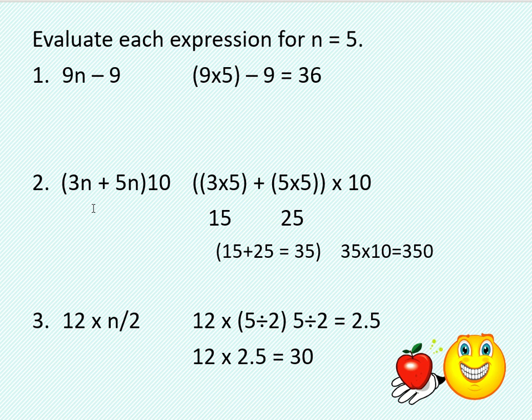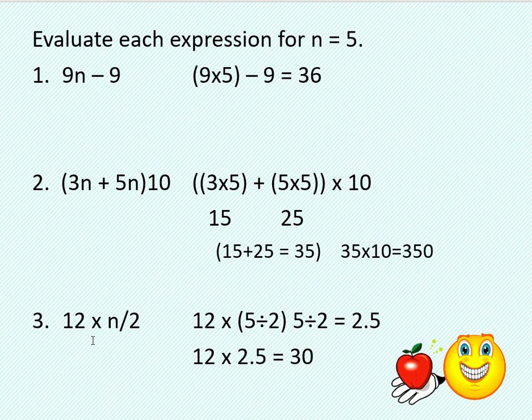Here you had to think of your order of operations. Within your parentheses, you also have 2 other sets of parentheses. So you have double parentheses here in the solution. So we have parenthesis, the next parenthesis, 3 times 5, close parenthesis, plus, next parenthesis, 5 times 5, close parenthesis. So 3 times 5 is 15, 5 times 5 is 25. 15 plus 25 is 40. Now you have solved everything in your parentheses. Then you say 40 times 10 equals 400.